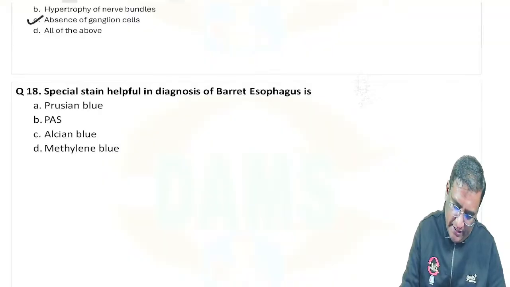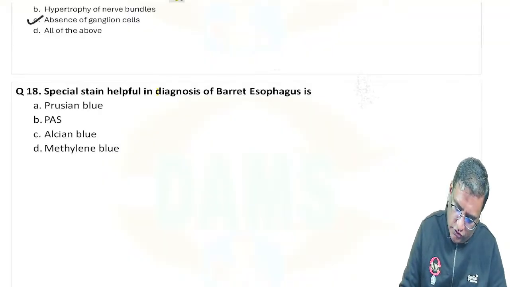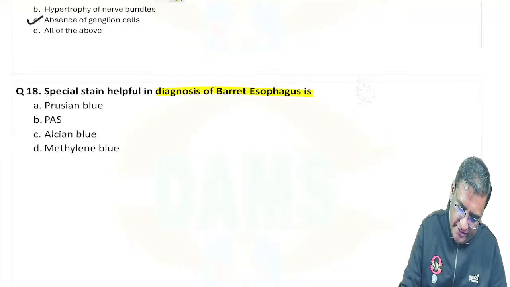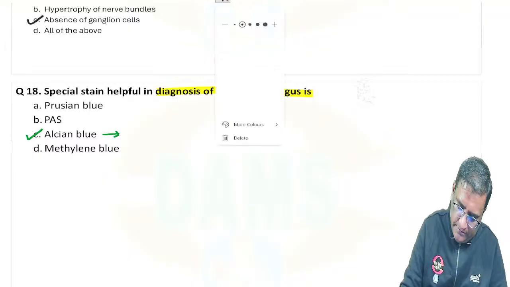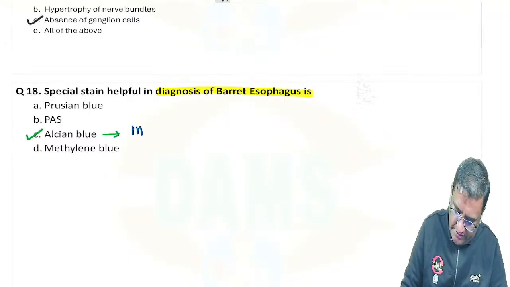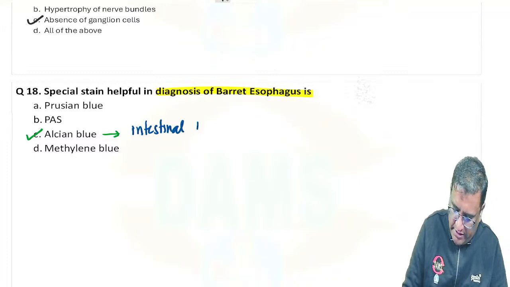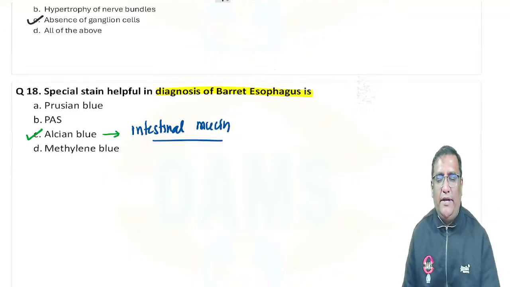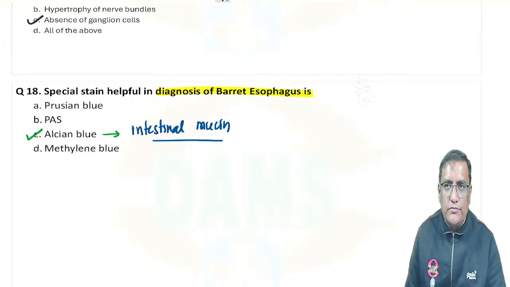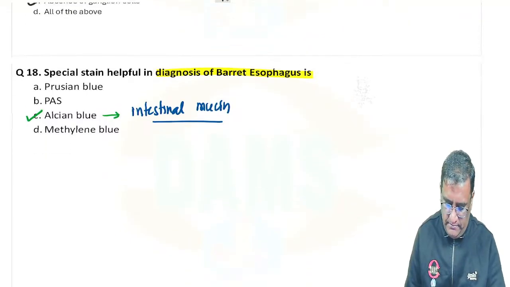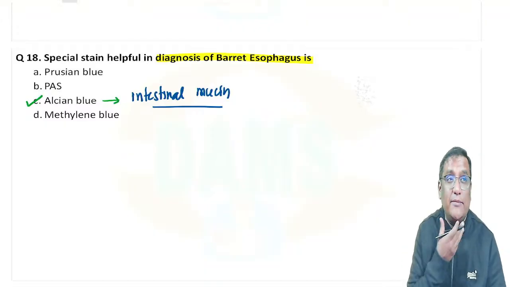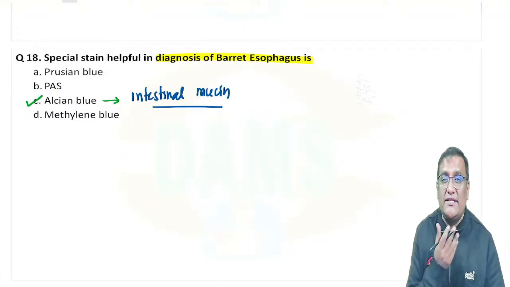Next, question number 18. Special stain helpful in diagnosis of Barrett esophagus is... So what special stain will help in Barrett esophagus? It is a one-liner question. Answer is Alcian blue. Alcian blue stains intestinal mucin, which is required because in Barrett esophagus there is an intestinal metaplasia happening, isn't it? Prussian blue is for iron. PAS is for acidic mucin or gastric mucin. Methylene blue is for supravital stains like reticulocytes, etc.